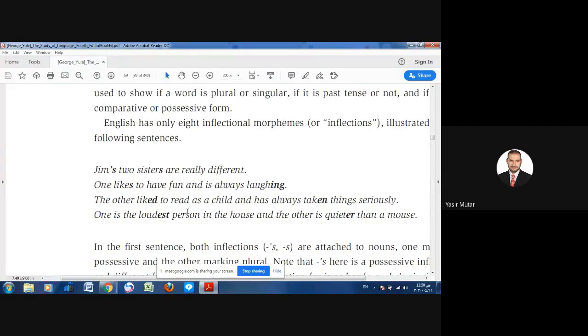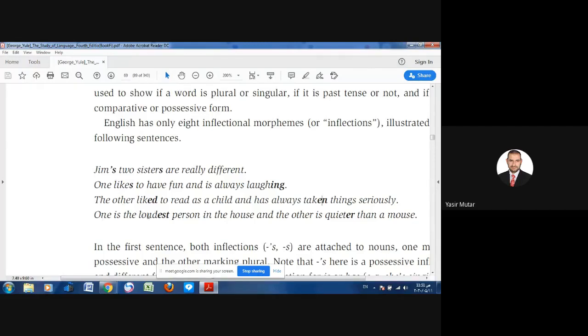To read as a child and has always taken things seriously. You see this en. This is used to identify the past participle form of the verb.